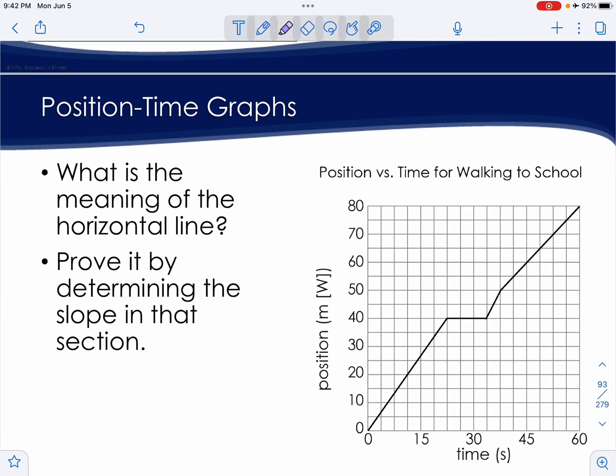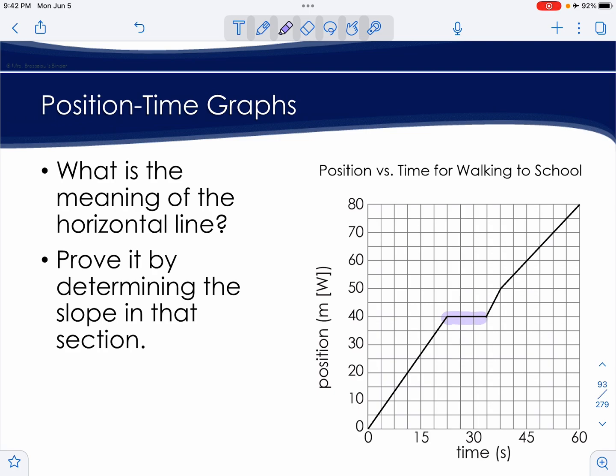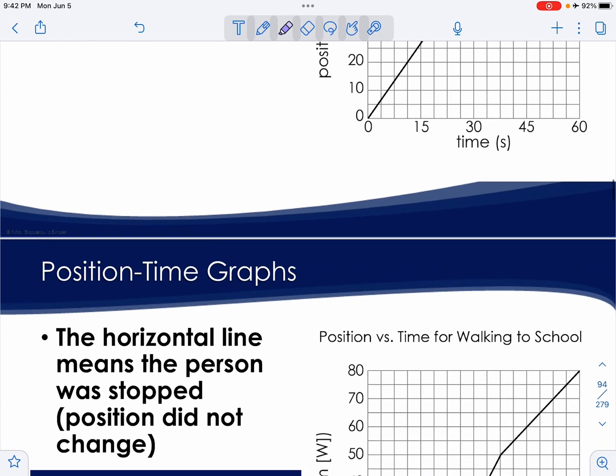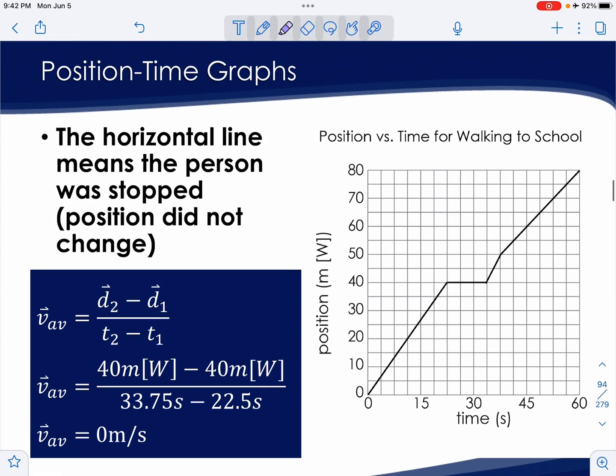What is the meaning of the horizontal line? Prove it by determining the slope in that section. So here we have the horizontal line. What is the meaning of that? Pause the video and see if you can come up with the answer. Okay, the horizontal line means the person was stopped. The position did not change. They stayed at 40 meters the whole time.